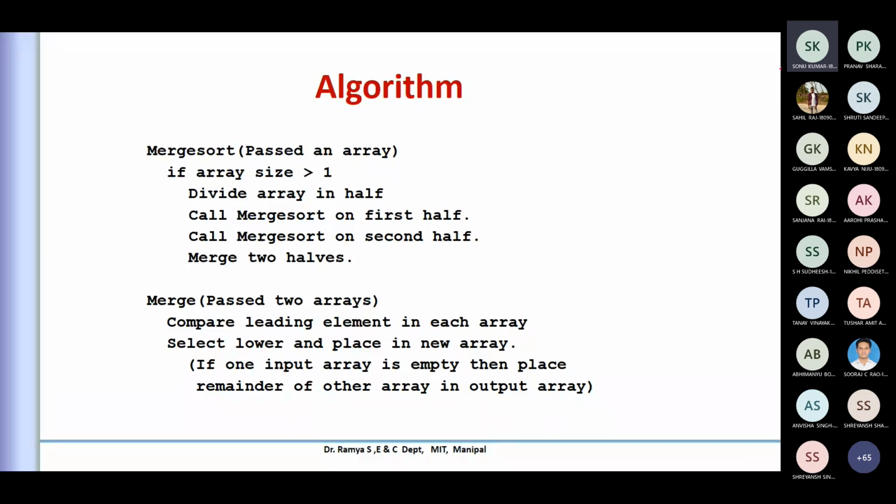Now, if you see how it has been merged there, we are passing two arrays, the first half and the second half. This is the basic algorithm. Compare the leading element in each array. Because when we merge, again we have to compare them and see the lower value and where it can be accommodated, and recombine them. Okay, we'll see that in a pictorial way.